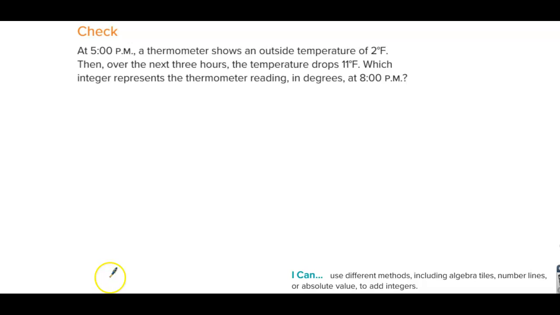Here we have a thermometer showing an outside temperature of 2 degrees. Welcome to Ohio. That would be a +2 though. Over the next 3 hours, the temperature drops 11 degrees. Which integer represents the thermometer reading in degrees at 8 o'clock? These are two numbers with opposite signs. So we subtract the smaller one from the bigger one. In our brain, we're thinking 11 minus 2 is 9, right? But which number was bigger to begin with? The 11 was bigger to begin with, so the 9 leftovers are negative.